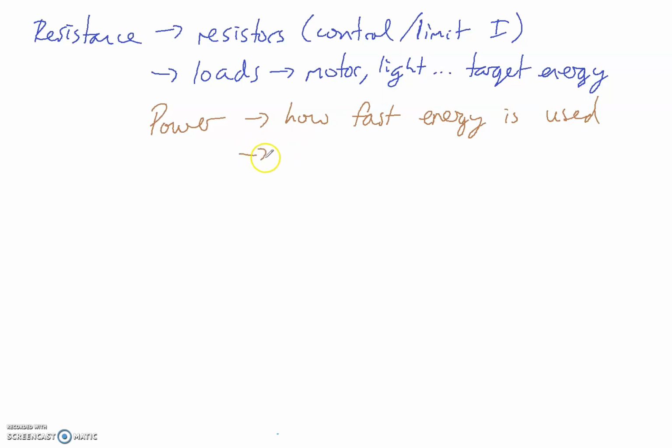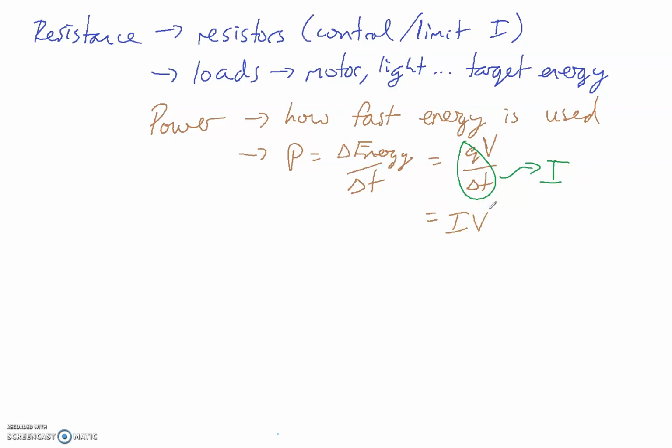You'll often see power written as the change in energy divided by the change in time. Now, if you look at energy, and this is where your fields 1 really kicks in: if you calculate the potential energy of a charge in an electric field, and of course there's an electric field in the wire, energy is equal to Q times V, which is the potential difference, divided by time. But Q divided by t is your current. So you'll often see power written as current times voltage.